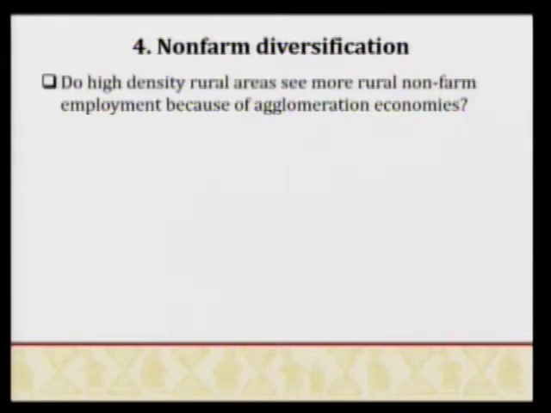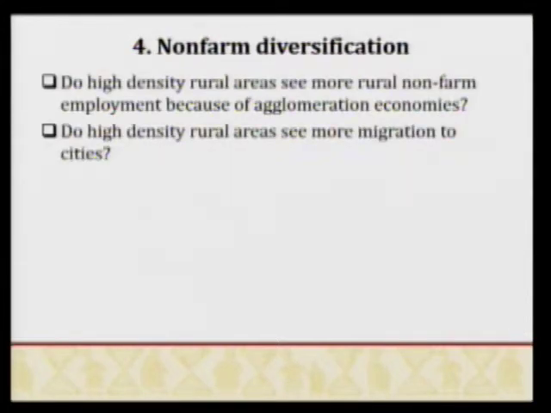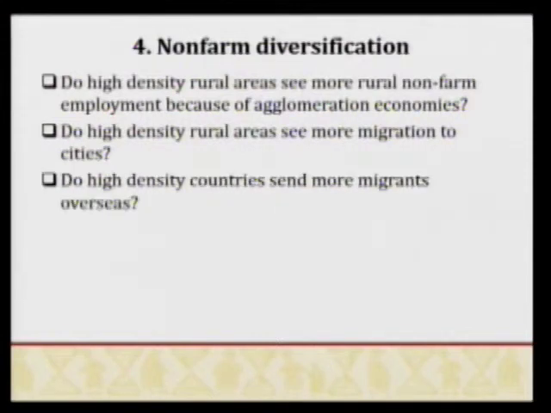The last means of responding to higher population density, if you can't pursue these other means very successfully, is non-farm diversification. You either enter the local rural non-farm economy, you migrate to cities, or you migrate overseas. So you might think, oh, higher density countries, they can tap into agglomeration economies and have denser rural non-farm activities. You might think that people from more densely populated areas have stronger incentives to migrate, either domestically or overseas.